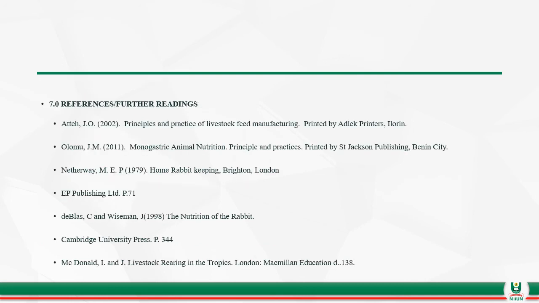References are TJO 2002 or LOMU 2011 and a few others. Okay, for further studies, you can refer to these texts.